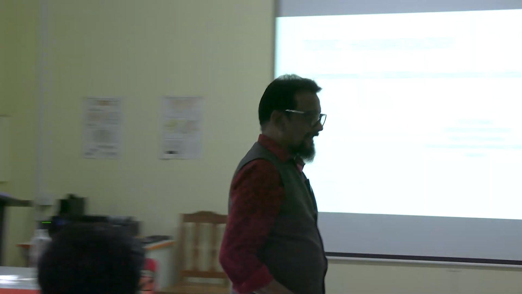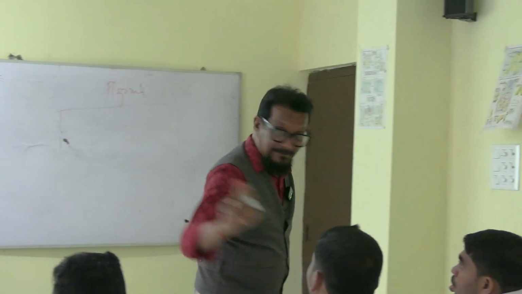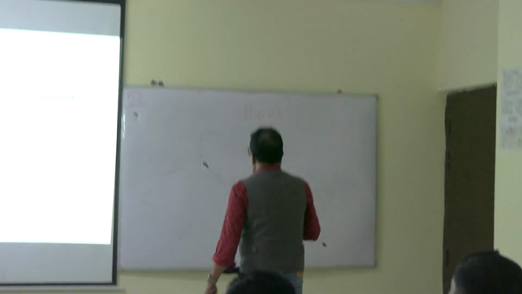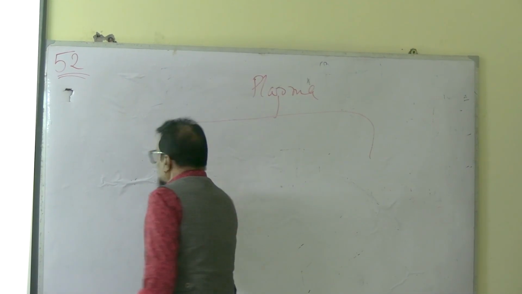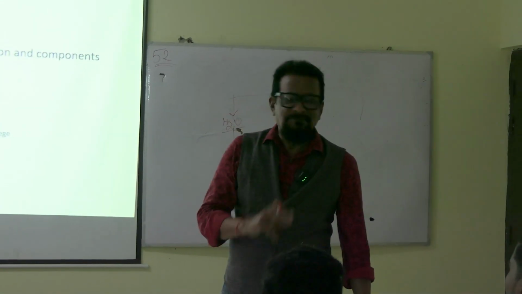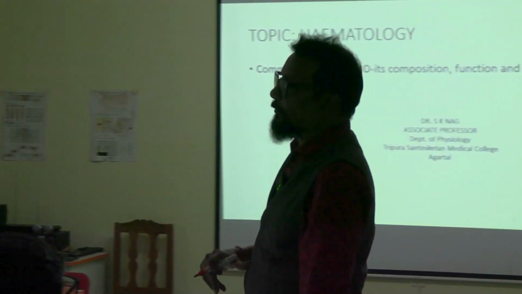Water. And if I ask you what is the function of water in plasma, think about it, I will ask. So water is there. How much water is there in plasma? 90 to 92%. On an average, 91%.